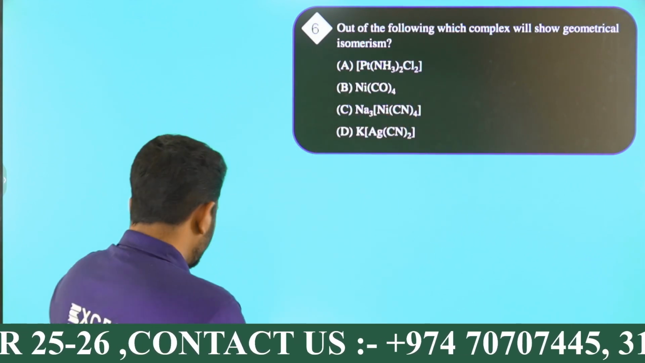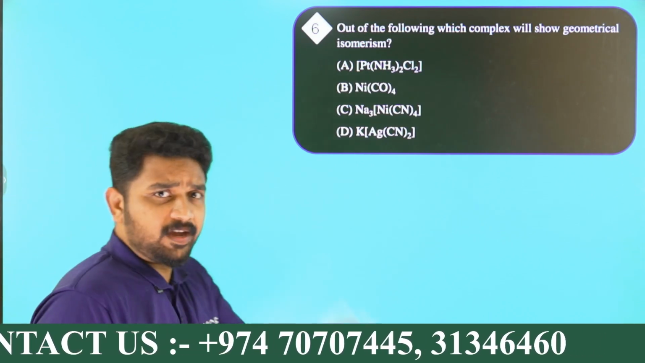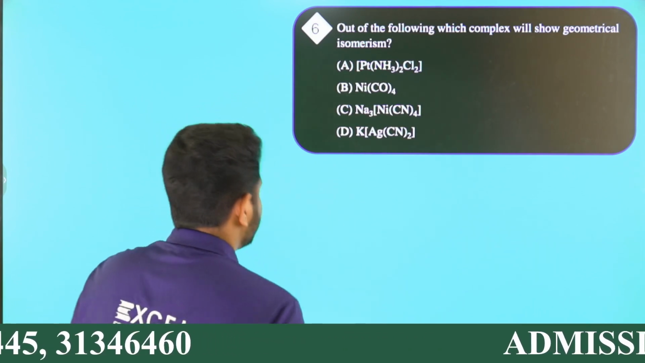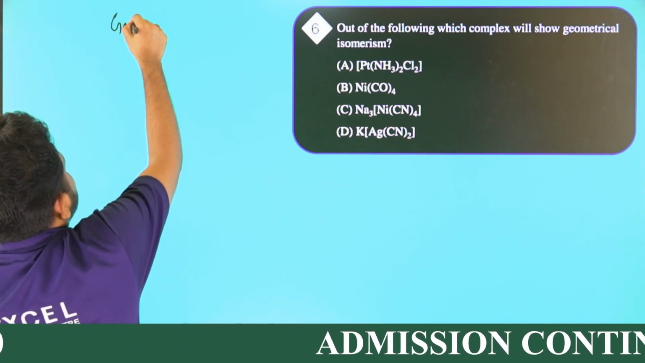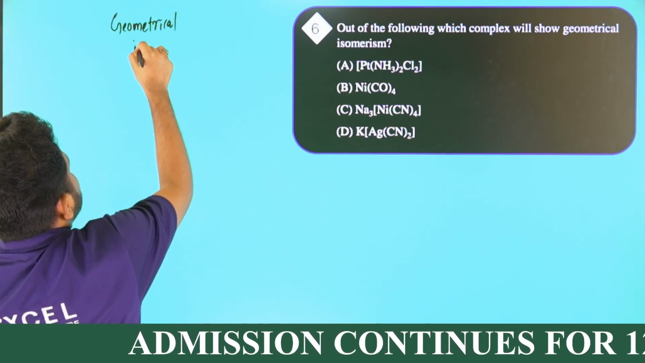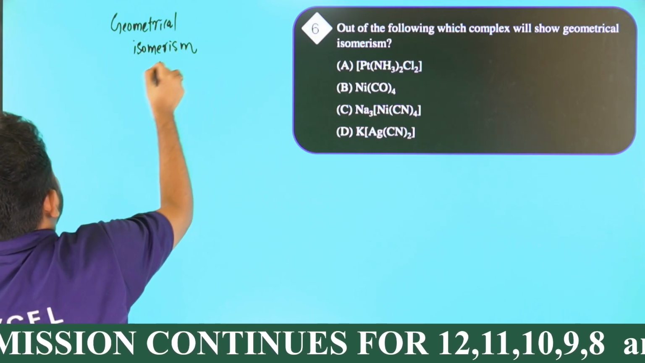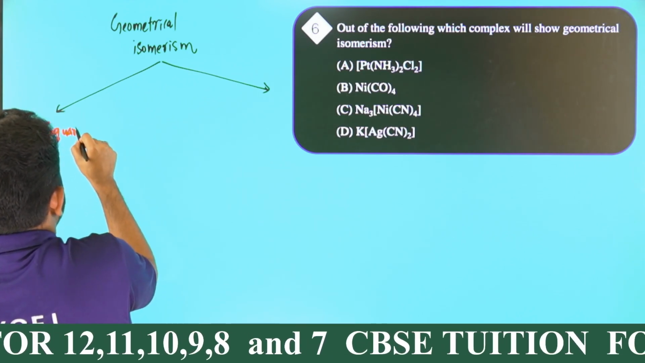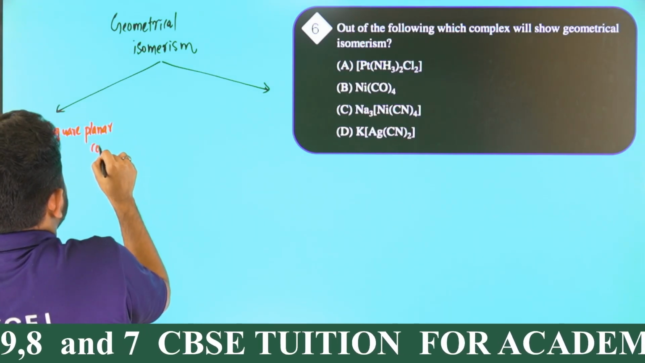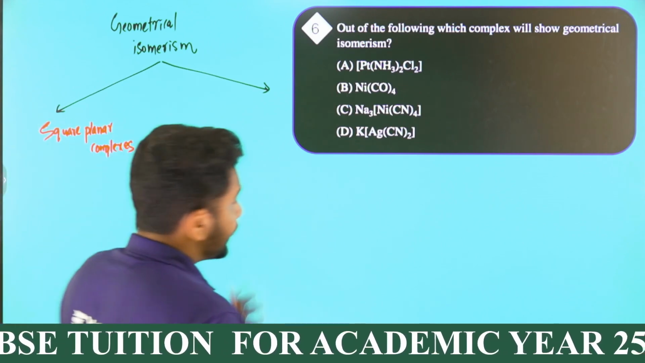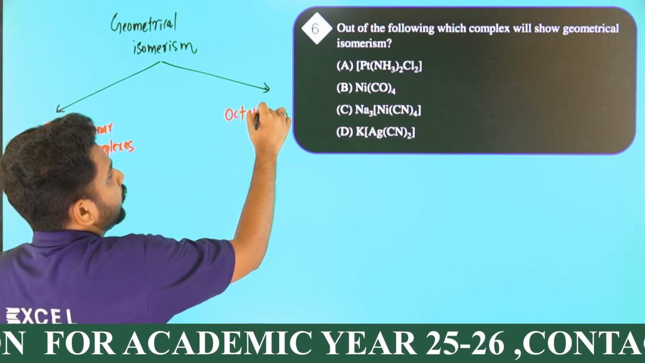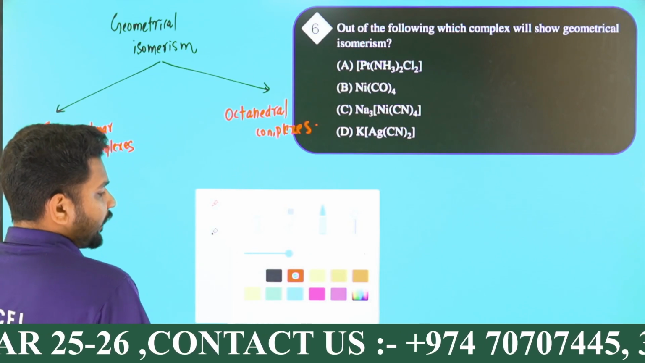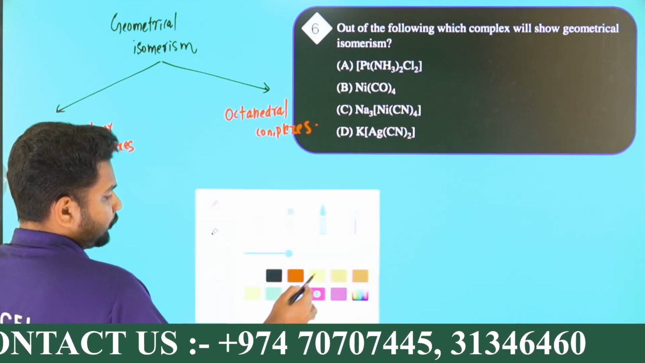Easy question, because I have a trick for you. If you want to find whether a coordination compound will show geometrical isomerism or not, I have a trick. You can split this into two. First one is square planar complexes, and the second is octahedral complexes. For square planar complexes, you can take this one.